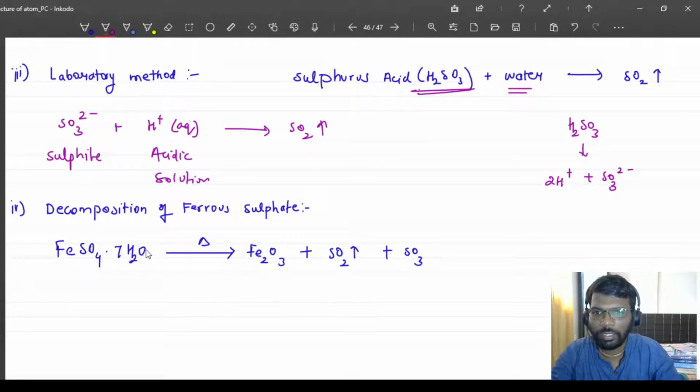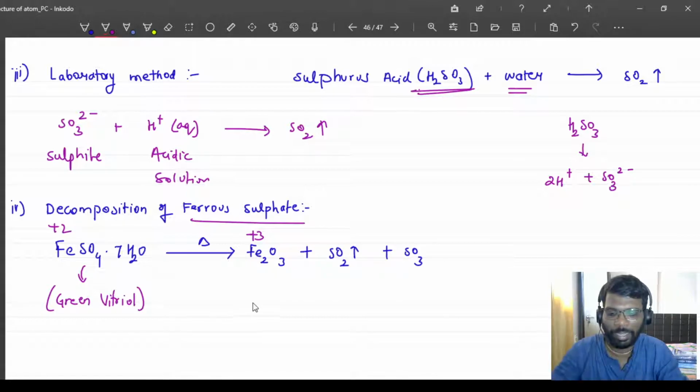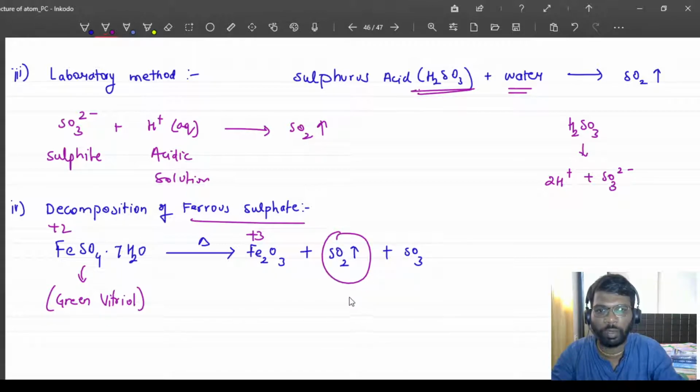Next is decomposition of ferrous sulfate. Ferrous sulfate is also called green vitriol. Remember this name, green vitriol. Here the oxidation state of the iron is plus 2 and here it is changing to plus 3. The oxidation of the iron is taking place and you are getting sulfur dioxide here.